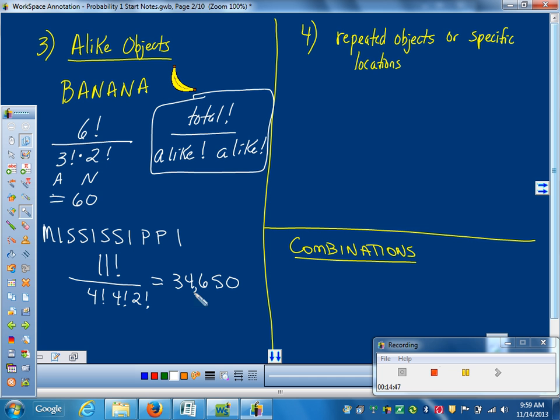Okay, the last one is kind of a twofold thing. If they say you can reuse something in your pattern, if you can use a letter more than once, we call that repeated. Or sometimes they'll say a certain letter or a certain person has to be in a certain spot. If they tell you those things, then the only way to do it is draw the blanks and just fill it in.